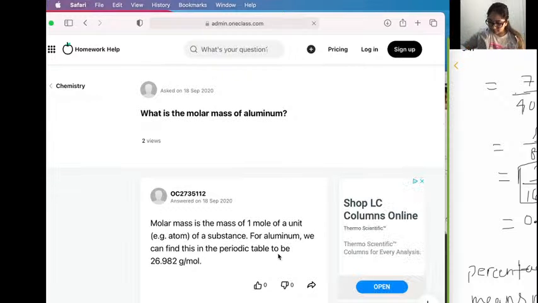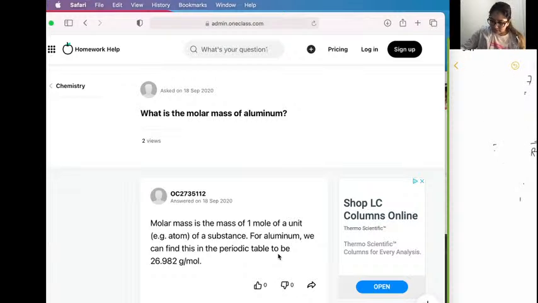So can do this question. Question 13 says, what is the molar mass of aluminum? So molar mass of aluminum equals what?